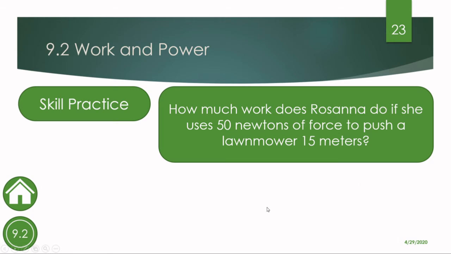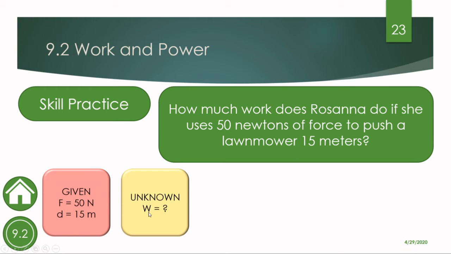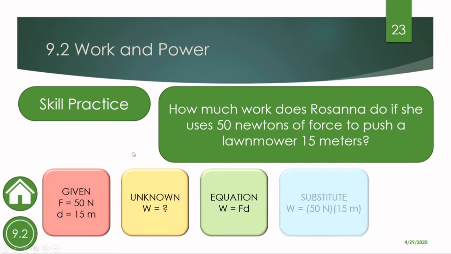So let's take a look at our first word problem. How much work does Rosanna do if she uses 50 newtons of force to push a lawnmower 15 meters? We'll use the GUESS method to solve this problem. Start off with the amount of force, which is given to be 50 newtons, and the distance traveled is 15 meters. What are we trying to solve for? Work. So what equation can we use to solve for work? Well, work is equal to force times distance.